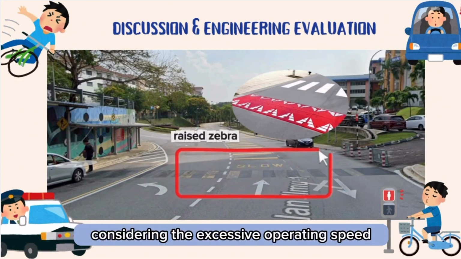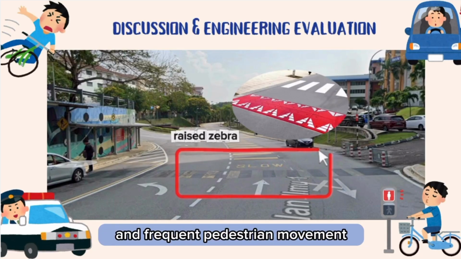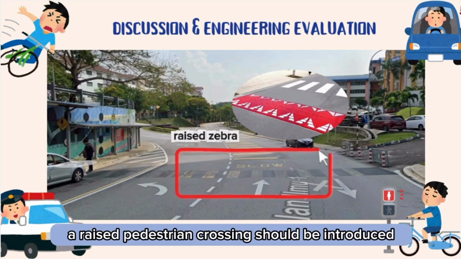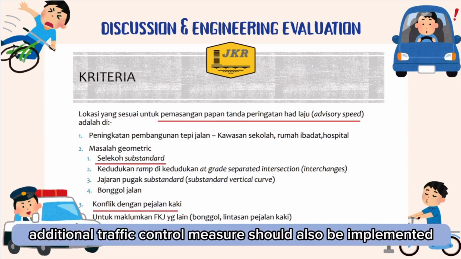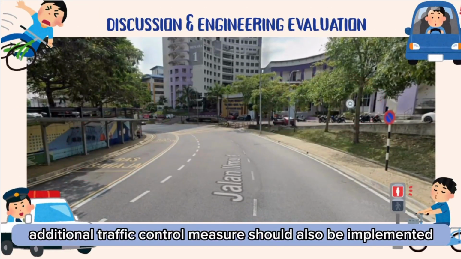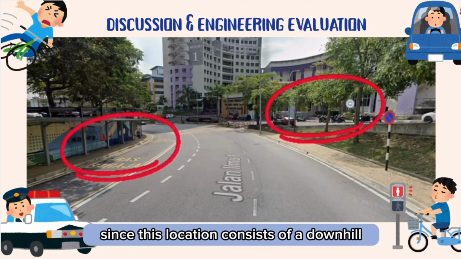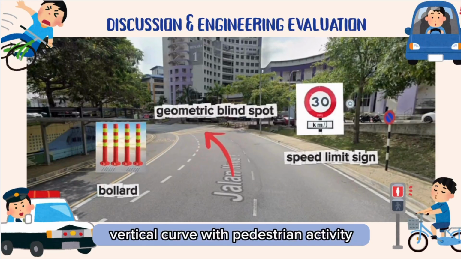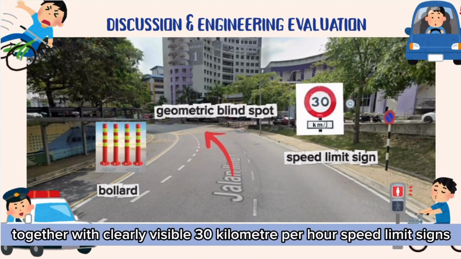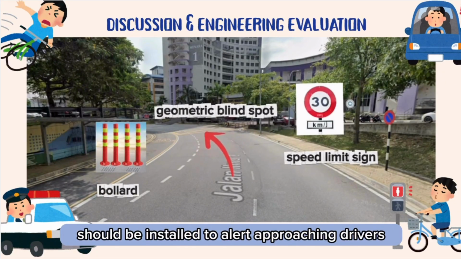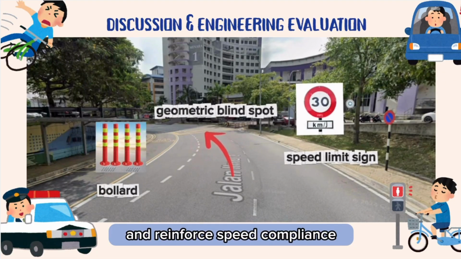Considering the excessive operating speed and frequent pedestrian movement, a raised pedestrian crossing should be introduced. In accordance with JKR Road Safety Principle, additional traffic control measures should also be implemented. Since this location consists of a downhill vertical curve with pedestrian activity, advanced warning signs together with clearly visible 30 km per hour speed limit signs should be installed to alert approaching drivers and reinforce speed compliance.